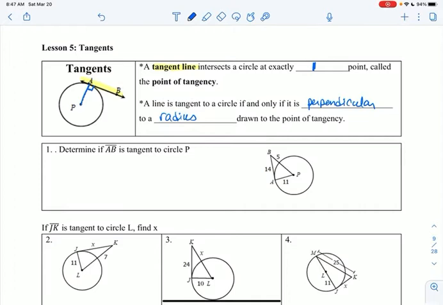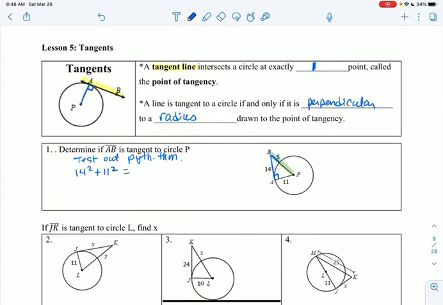So in example 1, we want to determine if AB is tangent to the circle at P. Here's AB. It looks like it's tangent, but the only way I would know for sure is if the radius AP was perpendicular to that tangent line AB. So we're going to test the Pythagorean theorem, because if it's perpendicular, then the Pythagorean theorem would work. I'm going to do 14 squared plus 11 squared. Oh, and I got a small problem here. I know this little piece is 5, but I really need to know the whole hypotenuse, or what looks to be the hypotenuse. We don't know for sure because we don't know it's a right triangle. That's what we're testing out.